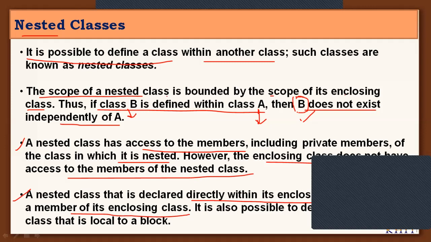A nested class is nothing but an inner class. When we define this inner class as a member of the outer class, it completely becomes a member and has to follow the properties. It is also possible to declare a nested class that is local to a block, as we can define a class within a separate block of a class.